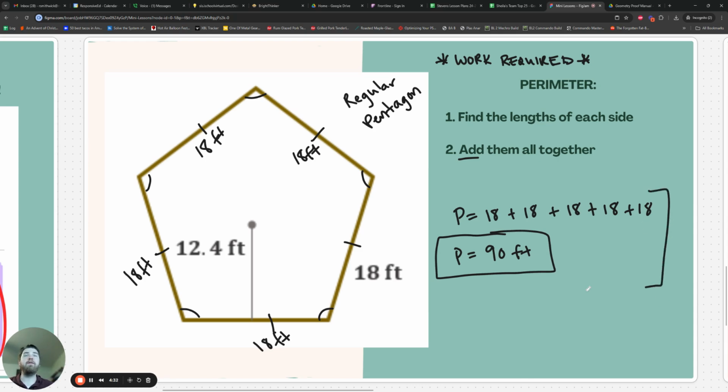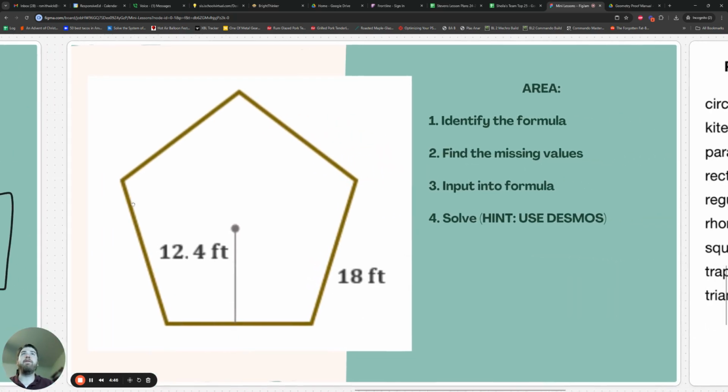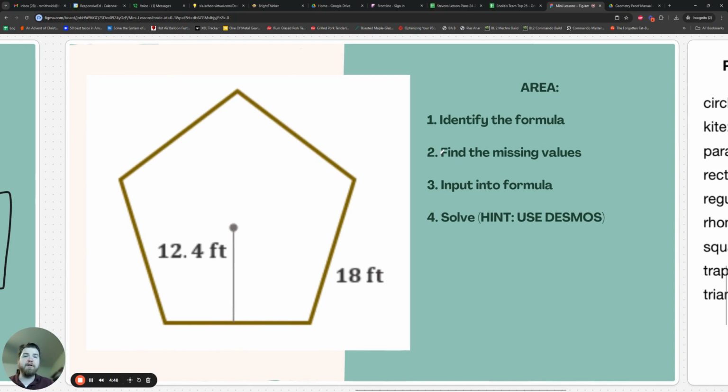So if you put all that onto a sheet of paper, onto a Google Doc, whatever you use to show your work, if you put that on there, you're going to get full credit for that question for the work shown. Okay, that's all you got to do for perimeter. For area, it's going to be very, very similar. But the first thing you're going to want to do is identify the formula.